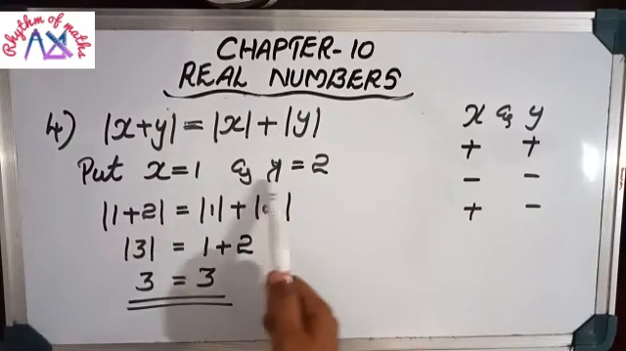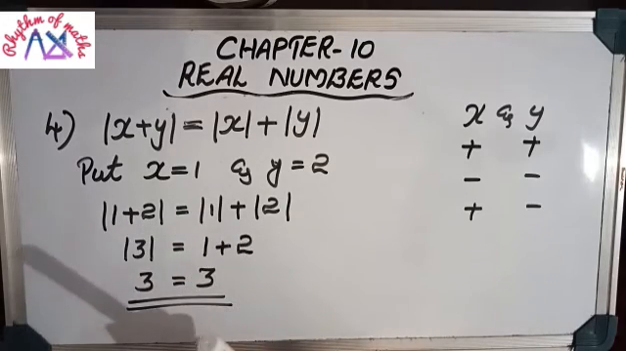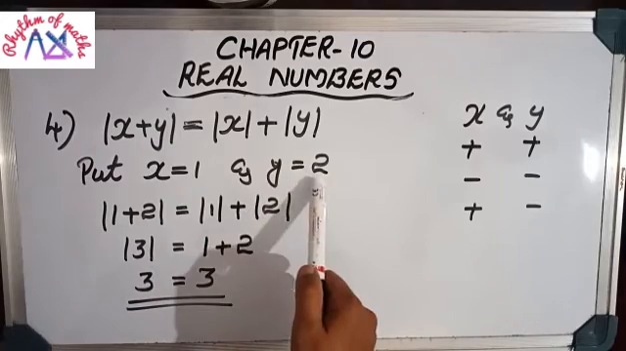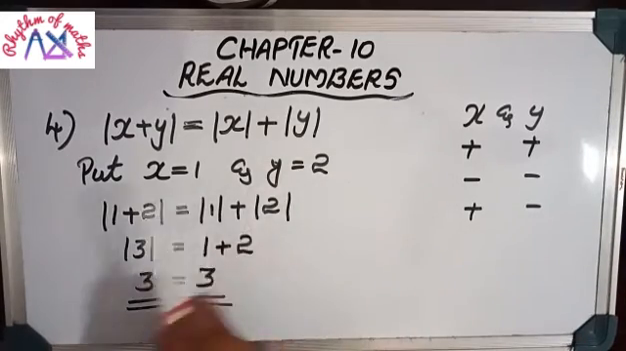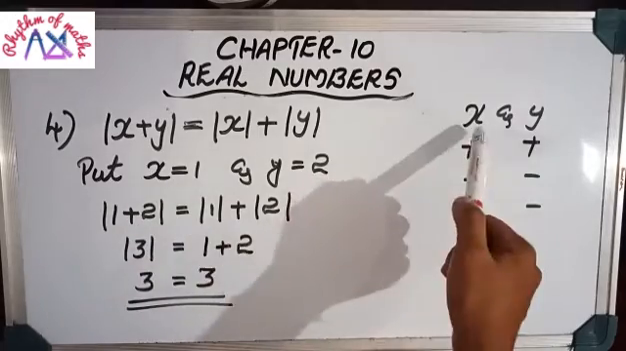That means in place of x and y, you can choose any two positive numbers. X can be 2, 3, 4, 5, any number. Y also can be 1, 2, 3, 4, any number. Both positive, then you will get this answer. Okay, so the first section is over.